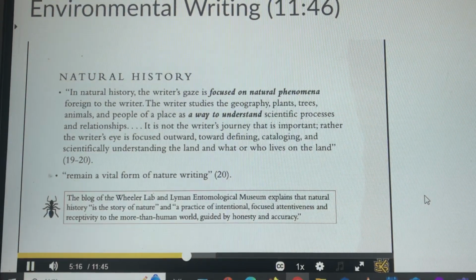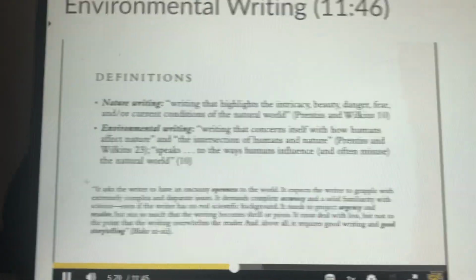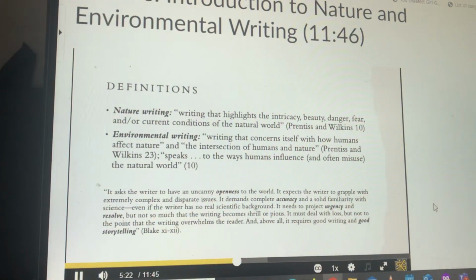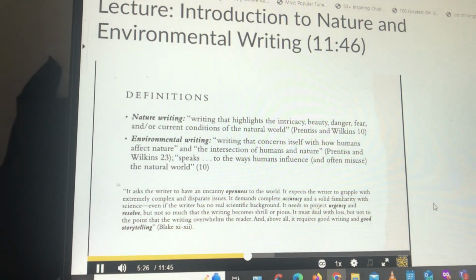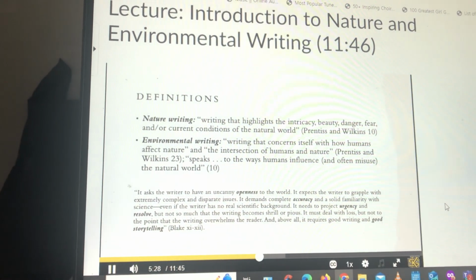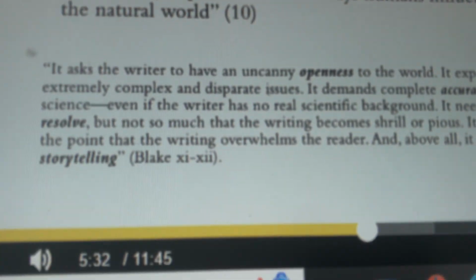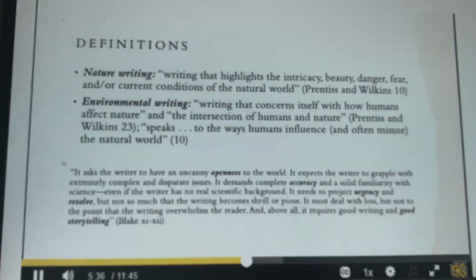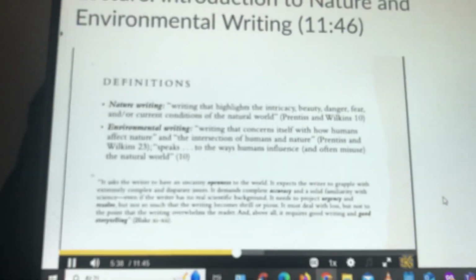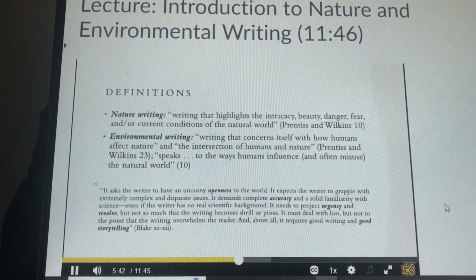Okay, back to definitions. Although there's overlap between nature writing and environmental writing, generally speaking, nature writing refers to writing that highlights the intricacy, beauty, danger, fear, and/or current conditions of the natural world. Environmental writing also often does that, but it is particularly concerned with how humans affect nature.